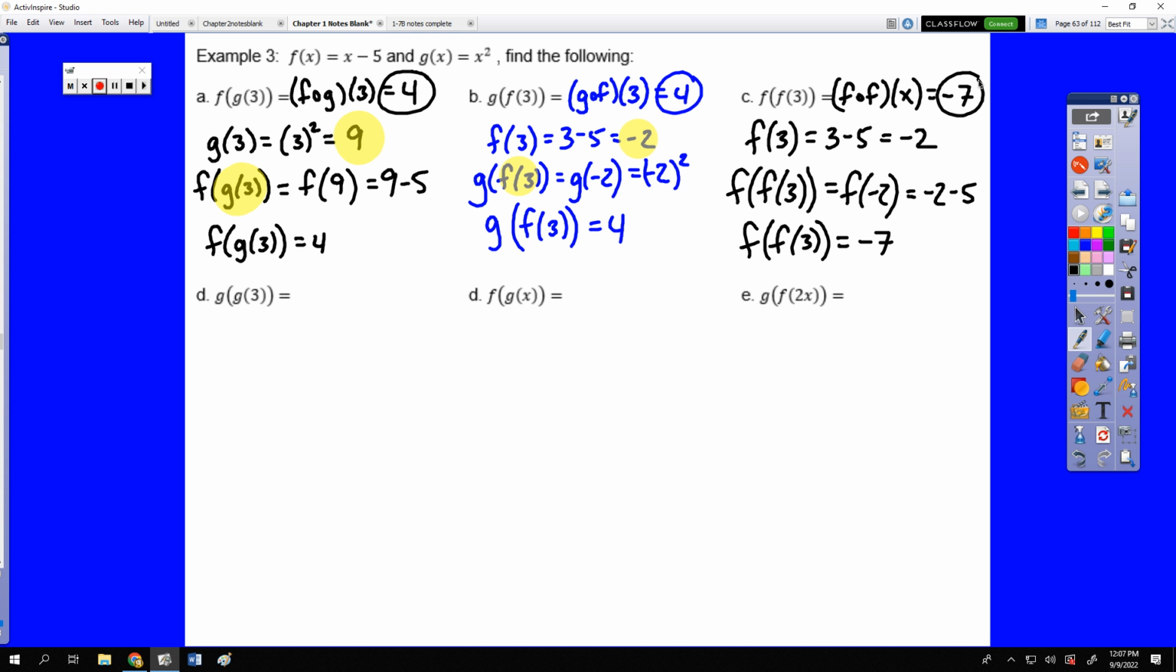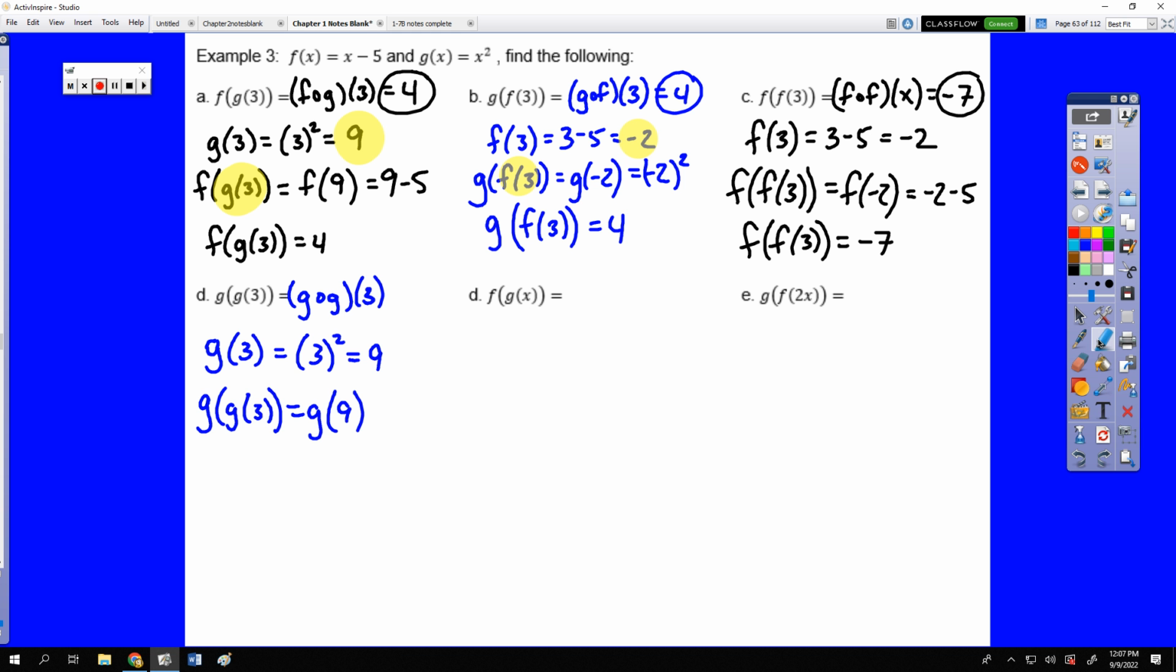Okay, so on to example D. On example D, we would start with, remember, it could be written as g of g of 3. So we do g of 3 first, which would be 3 squared, or 9. And then to find g of g of 3, we're going to actually find g of 9. Because g of 3, this value here, is 9. So plug it in. So that would be 9 squared, meaning g of g of 3 is 81.